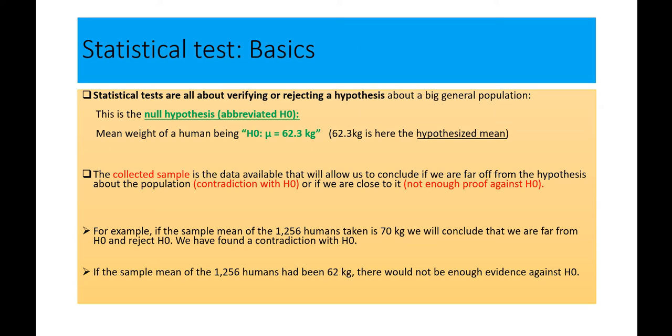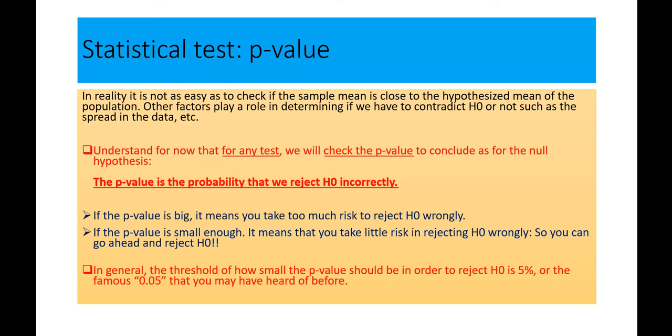You would have people with 85 kilograms as weights and people with 55 kilograms. In that case, 70 kilograms is maybe the mean of the sample, but the spread around the mean is large, and in fact a lot of people would be close to 62.3 kilograms in that sample, and in that case, you would not reject H0. So it's not as simple as getting the mean. You need to take into account the spread in the sample, and all this, the spread, the mean, the number of people in your sample, is taken into account in the p-value.